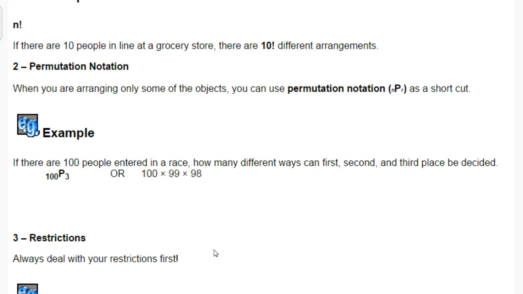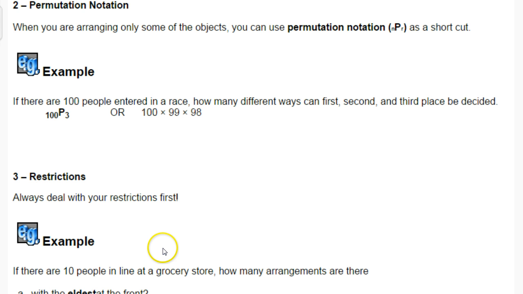The second concept is permutation notation. In this case, it's when you're arranging only some of the objects from that whole collection. So you're using permutation notation as the shortcut, nPr, or n arrange r. So how many ways can you arrange r objects from n objects?